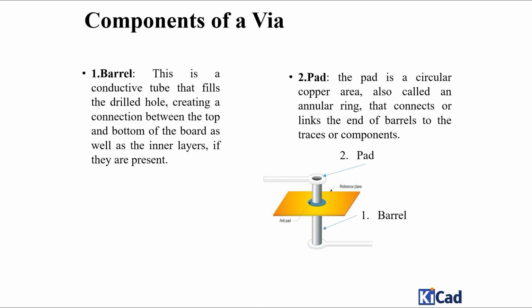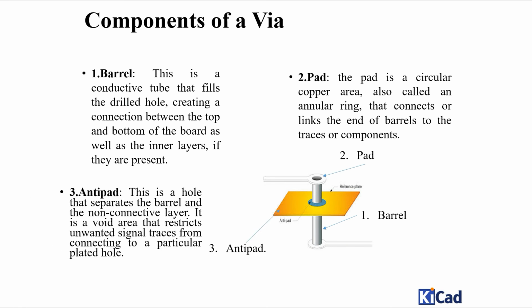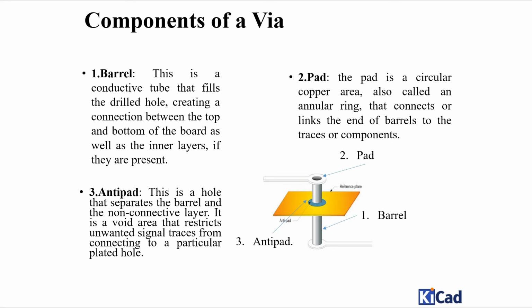The second part is the pad. The pad is a circular copper area, also called the annular ring, that connects or links the end of the barrels to the trace or components. The third one is the anti-pad. Anti-pad is a hole that separates the barrel and the non-conductive layers. It is a wide area that restricts unwanted signal traces from connecting to a particular plated hole.